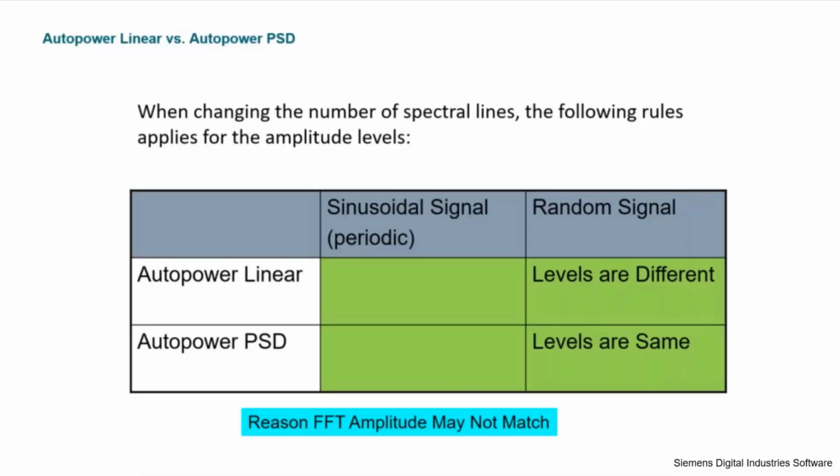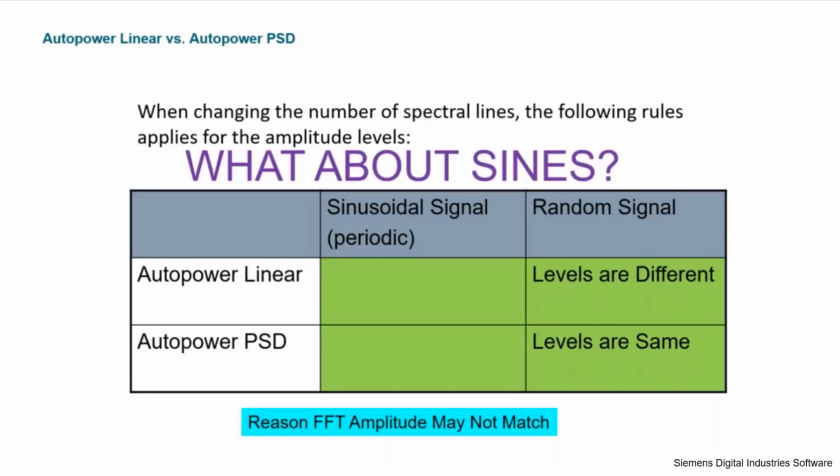Thanks, Pete. So we've been talking about random signals, right? With the auto power, the levels are going to be different. With PSD, the levels will be the same. But what happens if we're talking about a sinusoidal signal? Pete, you want to show us what could happen if we're talking about a different type of signal?